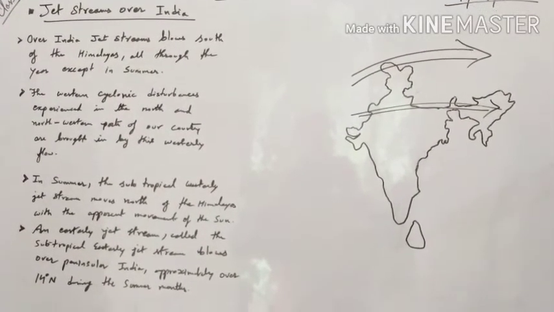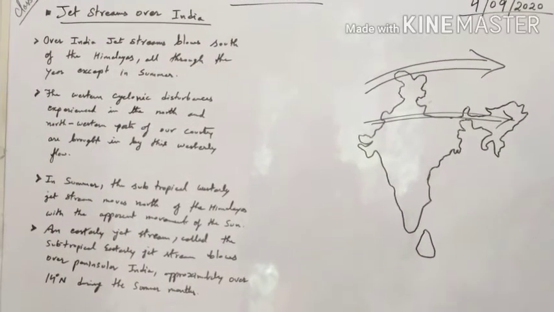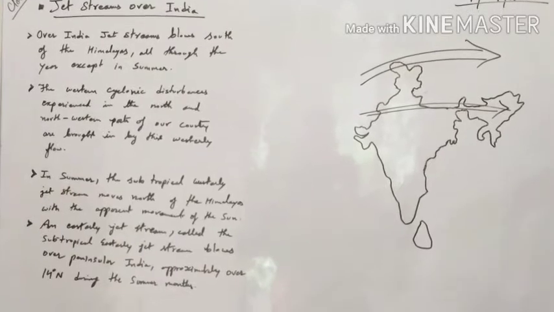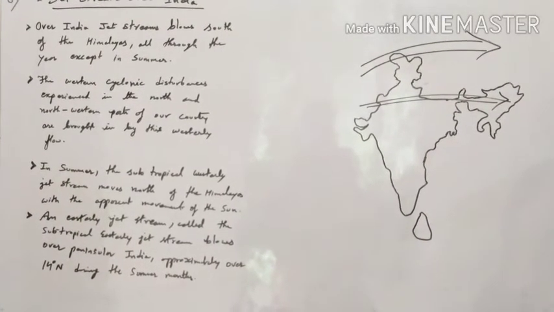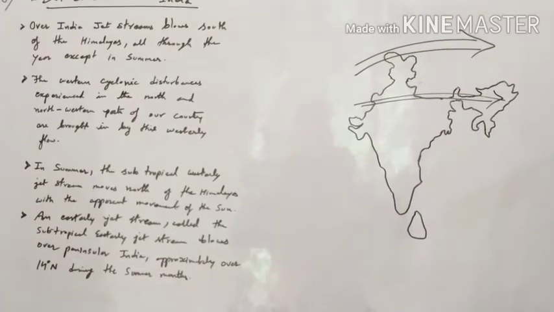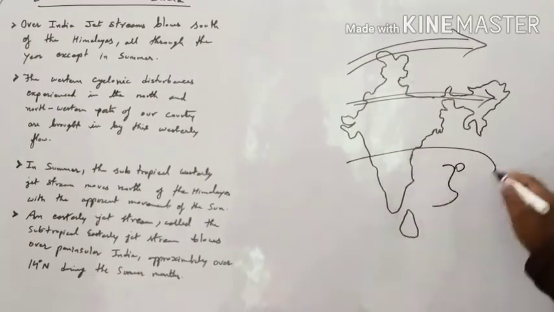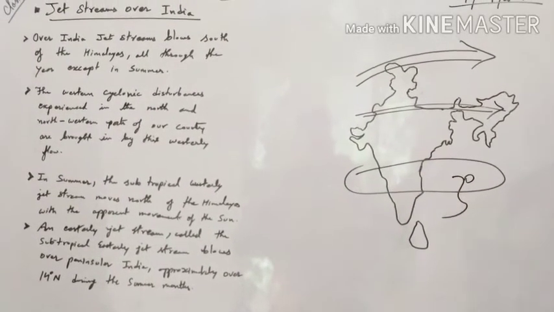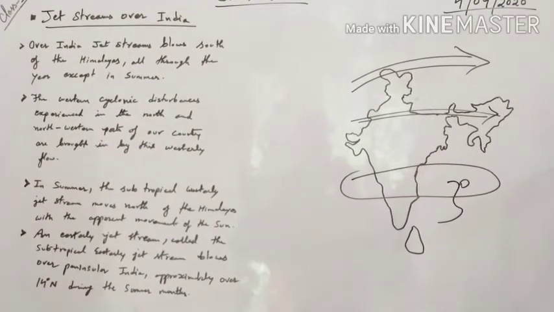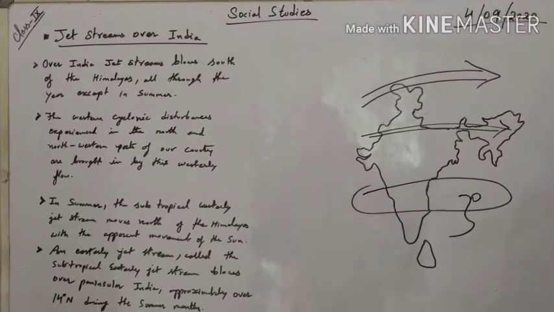And there is another jet stream, that is the easterly jet stream, which is also called the subtropical easterly jet stream, which blows over the peninsular part of India and approximately over 14 degrees north latitude. That means between this region it blows, and the name of this jet stream is the subtropical easterly jet stream. So these are the jet streams which blow over India.